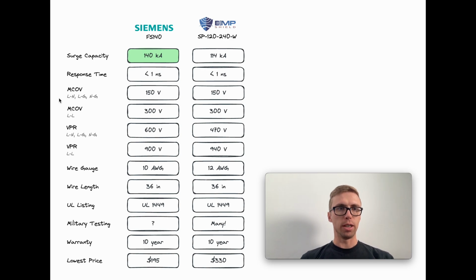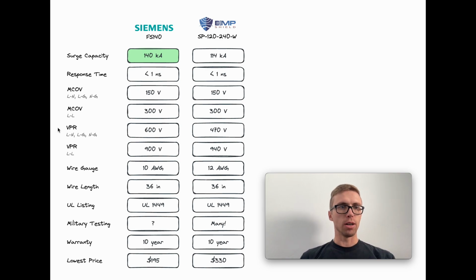For MCOV, this stands for maximum continuous operating voltage. This is essentially when the units will turn on and begin shunting power to decrease voltage during a surge. This first one, though, is just for line to neutral, line to ground, and neutral to ground. They're both the same at 150 volts, which is pretty low and looks good. And the MCOV for line to line is the same at 300 volts between them, also looks good.